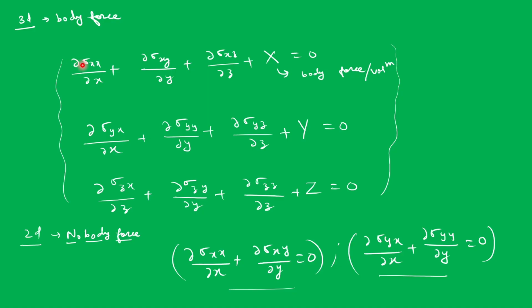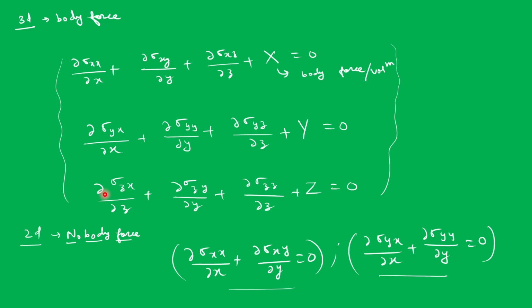Okay, and this is the equilibrium equation, that is dou sigma xx by dou x plus dou sigma xy by dou y plus dou sigma xz by dou z plus X. So this X is the body force per unit volume in the x direction, and this is 0. Then dou sigma yx by dou x, dou sigma yy by dou y plus dou sigma yz by dou z plus Y, the body force in y direction per unit volume. And similarly dou sigma zx by dou x plus dou sigma zy by dou y plus dou sigma zz by dou z plus Z, the body force in z direction per unit volume.